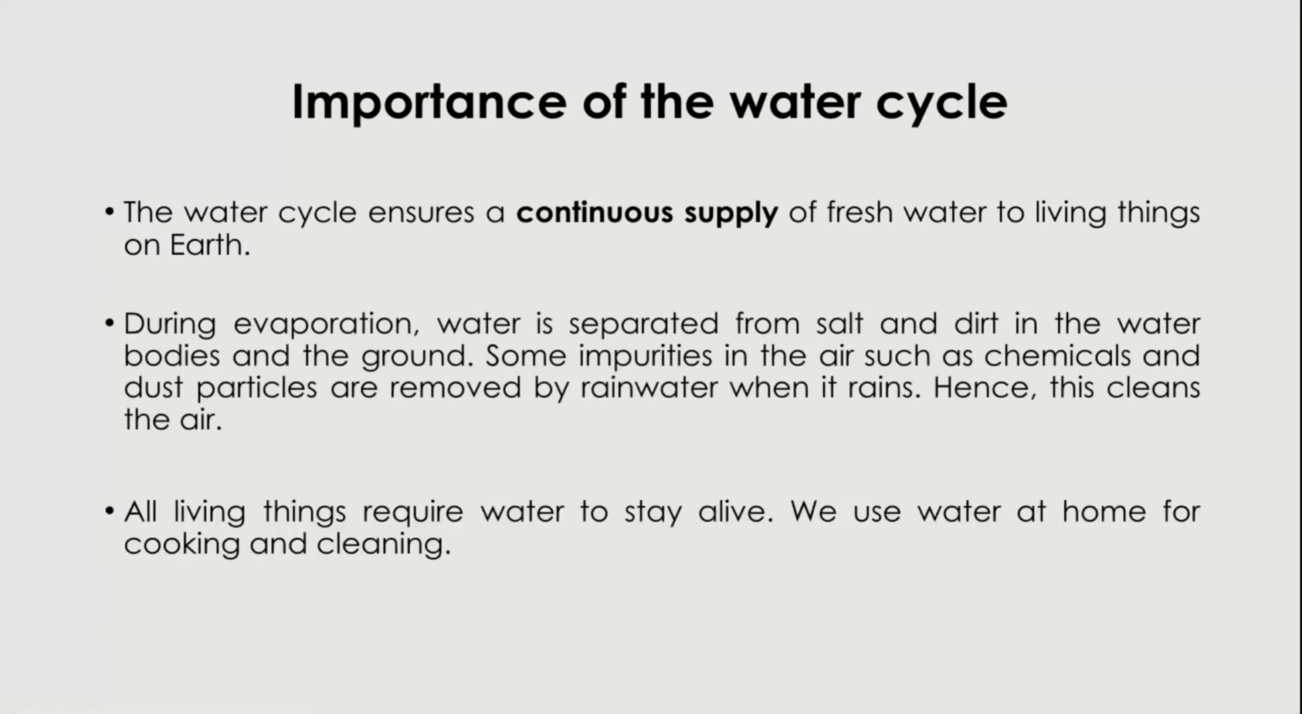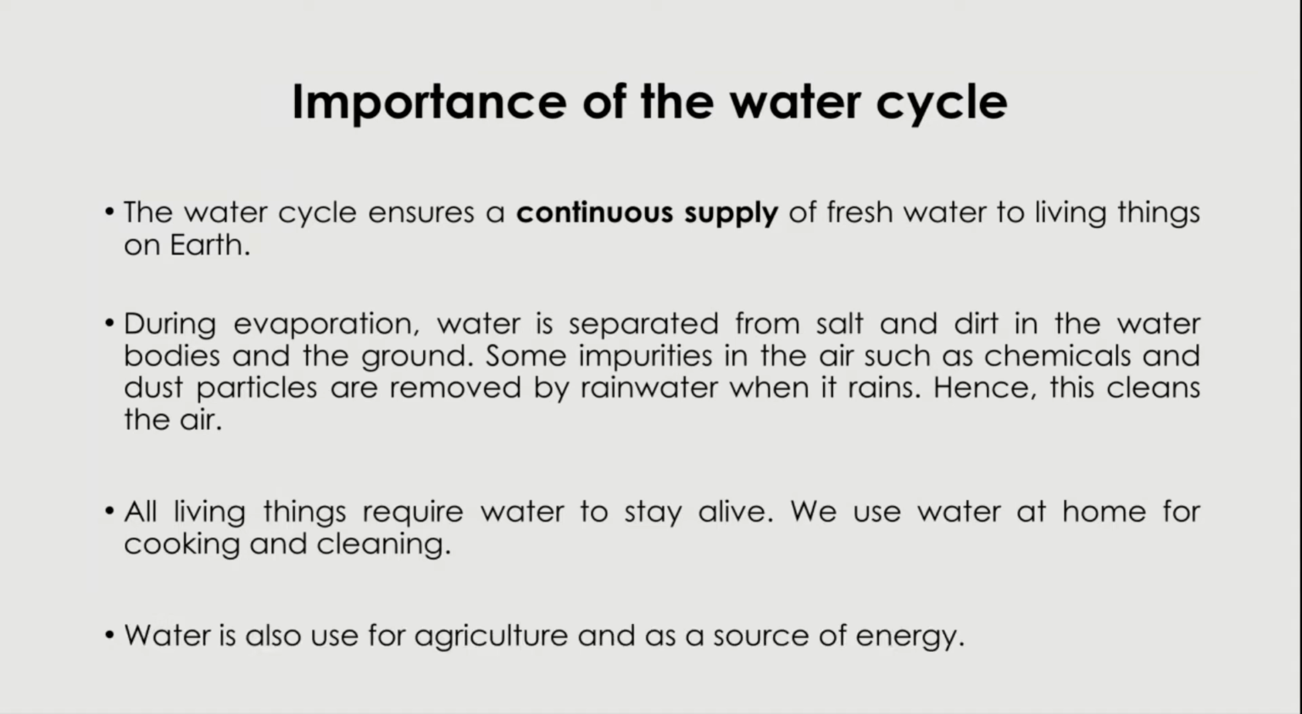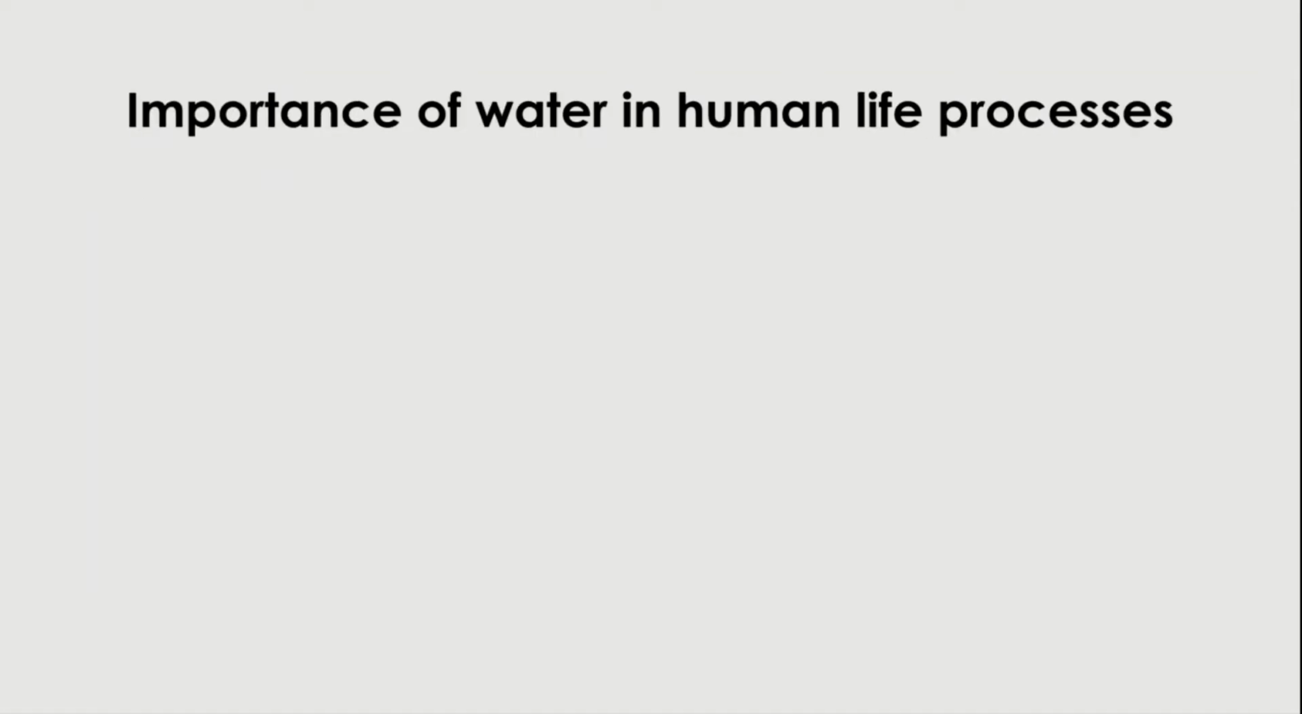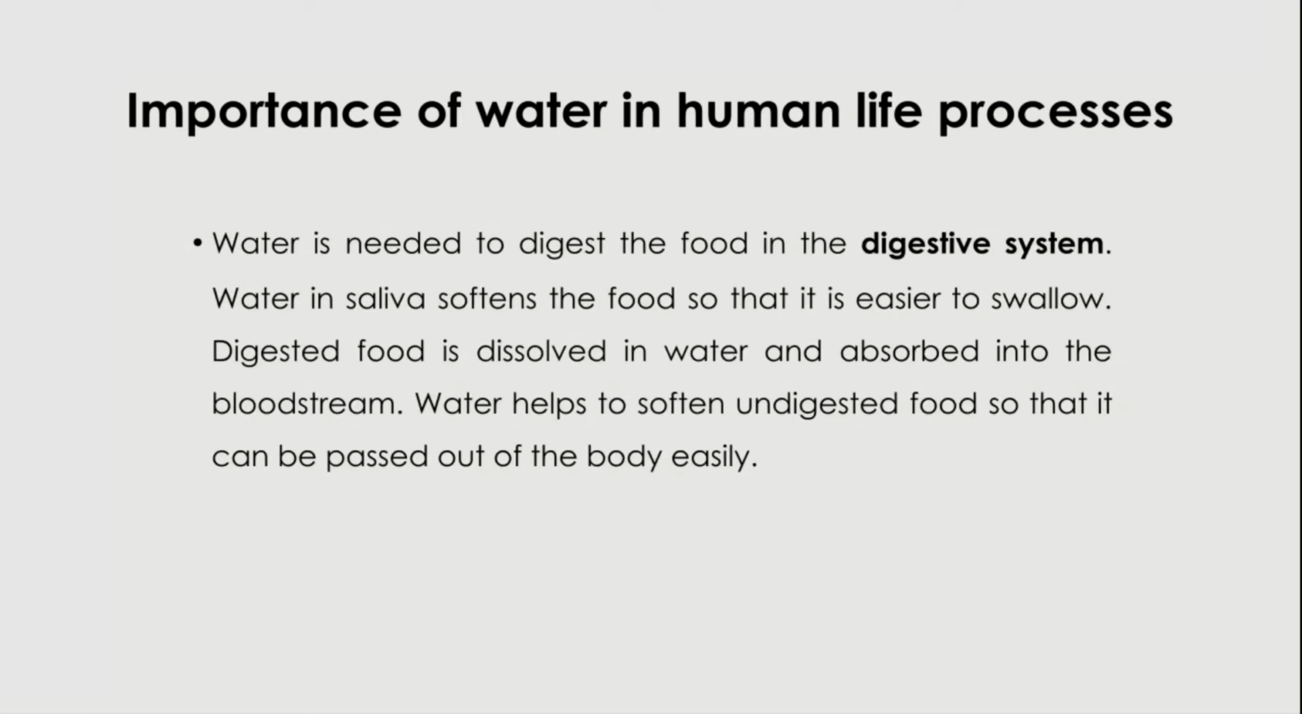All living things require water to stay alive. We use water at home for cooking and cleaning. Water is also used for agriculture and as a source of energy. Importance of water in human life processes. So, about 70% of our human body is actually made out of water, so you can understand how important water is in our life. Water is needed to digest the food, so it's important for the digestive system.